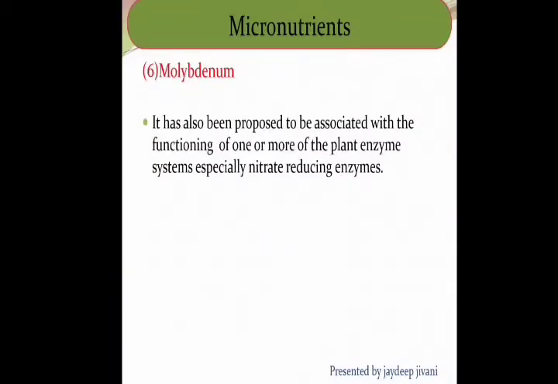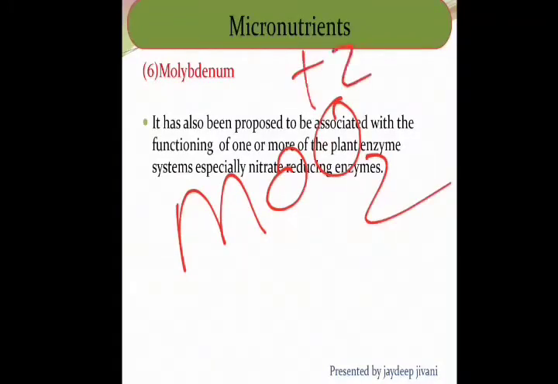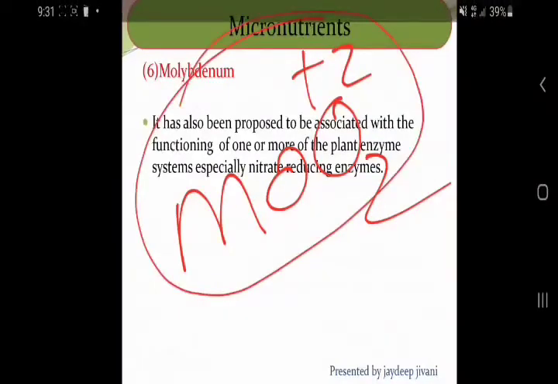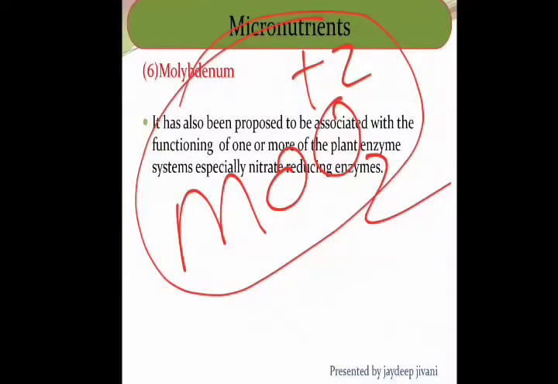So friends, next we will discuss another nutrient, molybdenum. Now we discuss the function of molybdenum in the plant. First of all, MoO2 plus 2. This is the form in which it will be absorbed from the soil. Molybdenum will be absorbed in the form of MoO.